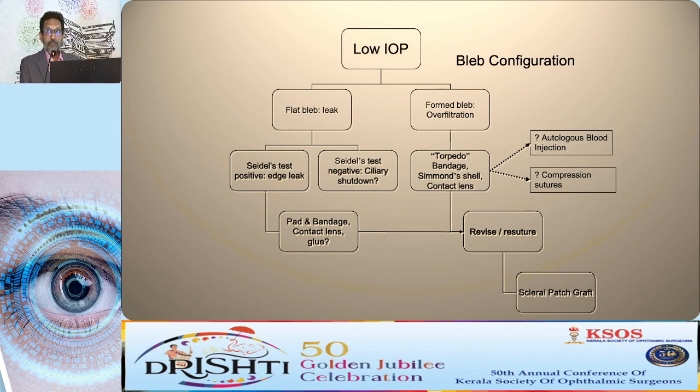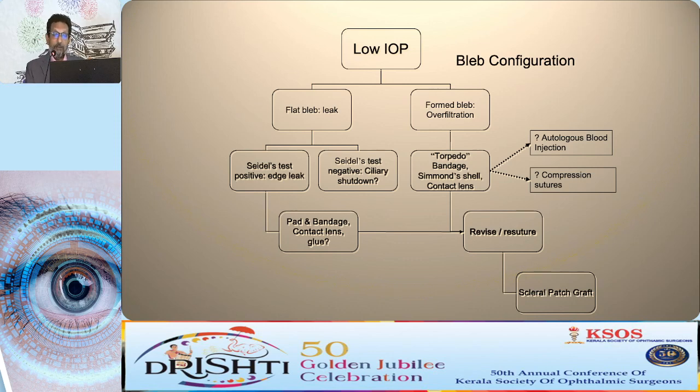You can try conservative management. As Thomas George said, you can use a large diameter contact lens. You can maybe even use glue with the lens. You can use a pad and bandage, and try and flatten that leaking edge. If that doesn't work in about 24 to 48 hours, if it's still spontaneously leaking, anything will leak with a little bit of persuasion, especially if you have a fornix-based flap. So if you press on the bleb, it will leak. But spontaneous leak is what we are looking for with the Siedel's test. Then one has to revise and resuture.